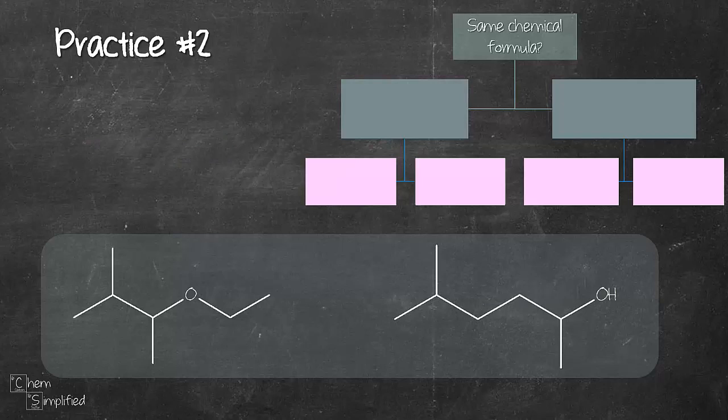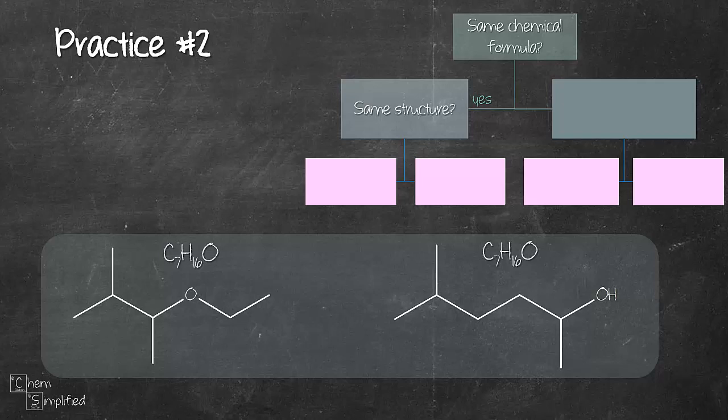Okay, so this is what we have. Again, we start by asking the same question, same chemical formula, and we calculate the number of atoms. The left compound, we have 7 carbon, 16 hydrogen, and 1 O. The one on the right hand side, same chemical formula. So we answer yes, and then the question we ask is, do they have the same structure?